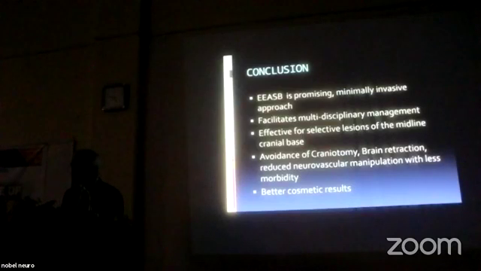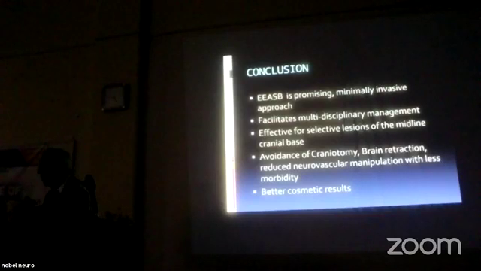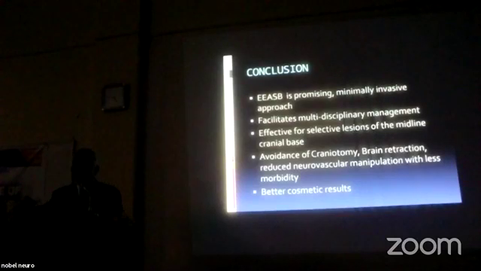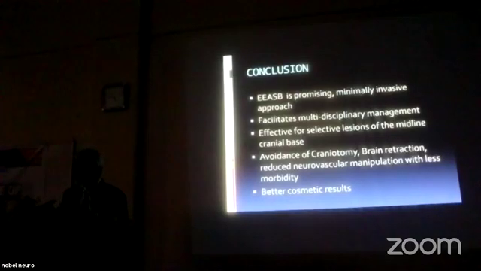Let me emphasize here that the lesions which we remove are all less than 3 centimeters. We do not believe that one can go for a larger lesion through the base of skull endoscopically. Avoidance of craniotomy and brain retraction, reduced neurovascular manipulation, with less morbidity and better cosmetic results. I thank you all.